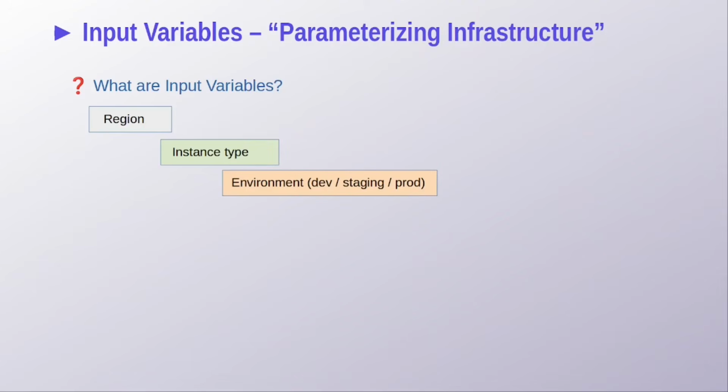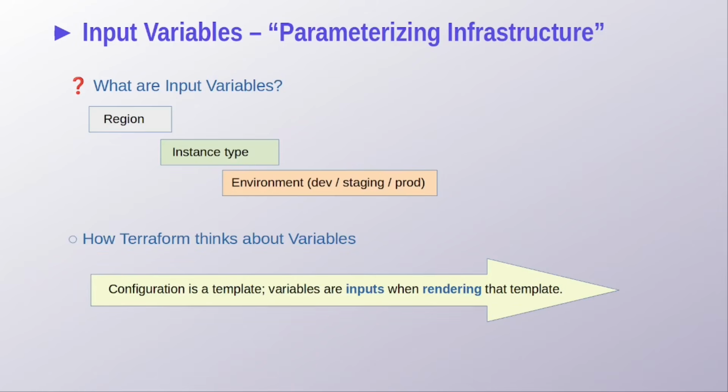What are input variables? Input variables help you avoid hardcoded values, reuse code, and support multiple environments. For example, AWS region, instance type, environment such as staging or production. How does Terraform think about variables? Terraform thinks the configuration is a template. Variables are inputs to that template. Very important: variables do not create resources, do not control execution order, and do not create dependencies. They only change values.